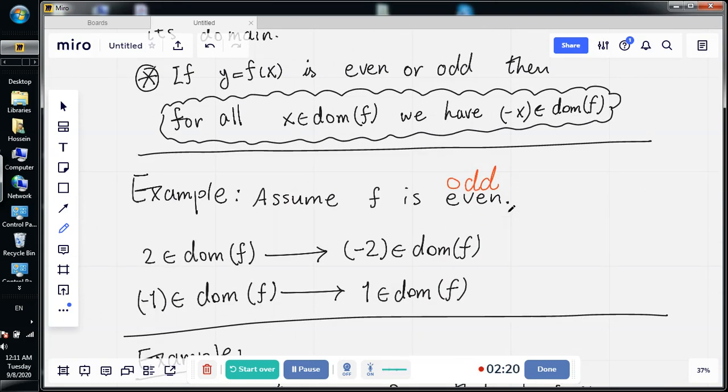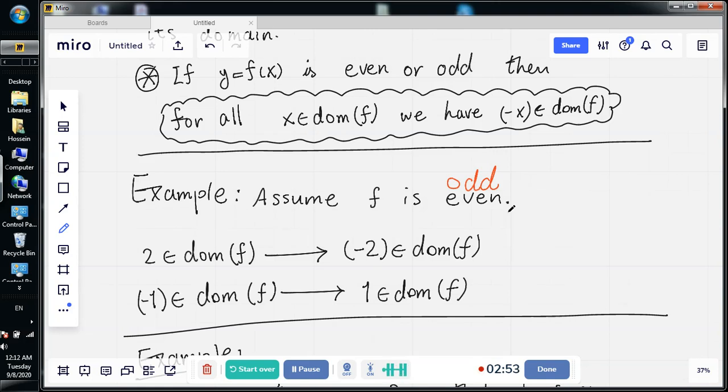For example, if f is even and 2 is in the domain of f, then negative 2 is also in the domain of f. In other words, if 2 is in the domain of f, but negative 2 is not in the domain of f, then f is not even. Again, if f is even and negative 1 is in the domain of f, then 1 is in the domain of f. In other words, if negative 1 is in the domain of f, but 1 is not in the domain of f, then f is not even.